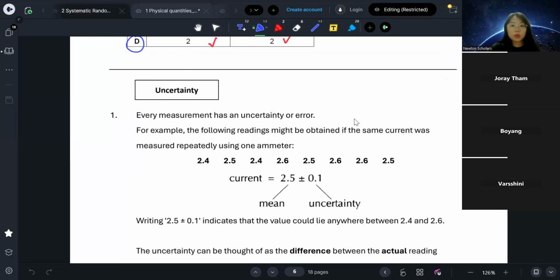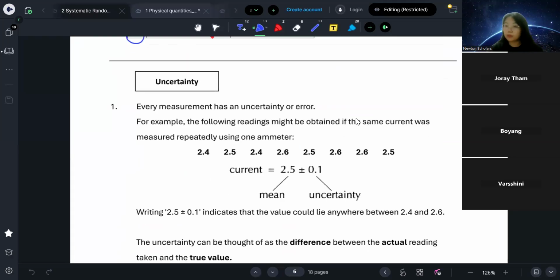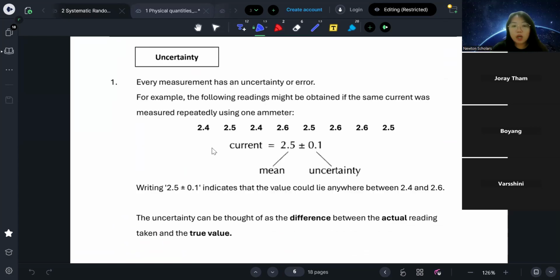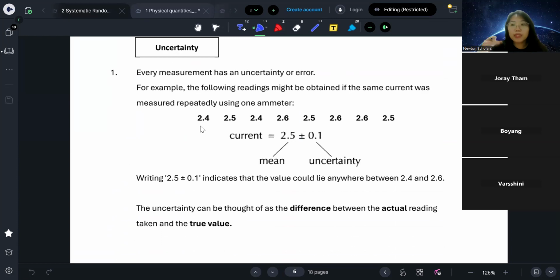Last week we stopped here. So today we are going to continue with uncertainty. Every measurement has error. This is uncertainty. For example, we repeat the experiment to measure the current using an ammeter. Of course, not every time will we get exactly 2.5. Maybe we get 2.4, 2.5, 2.4, 2.6, 2.5, and so on.